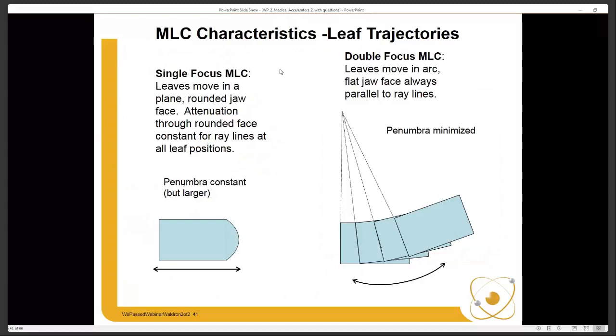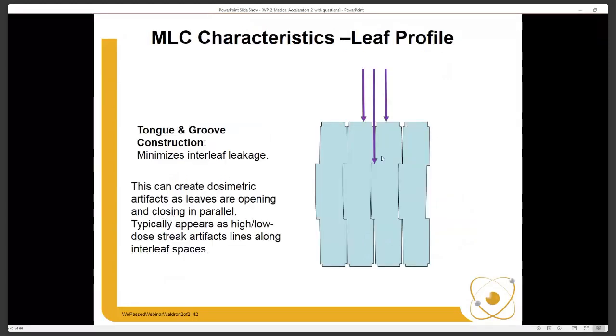Characteristics of multi-leaf collimators: popular today are what we call single focus MLCs. The leaf ends are rounded. This gives us a wider penumbra than if the leaf ends are flat and move in an arc, but it gives us a constant penumbra because about the same amount of leaf end is always transmitted by the beam edge. With a double focus MLC, each leaf would have to move in an arc as with the old style blocks. This has some problems in terms of drivetrain and taking up space, so I don't know that anyone's using this approach anymore.